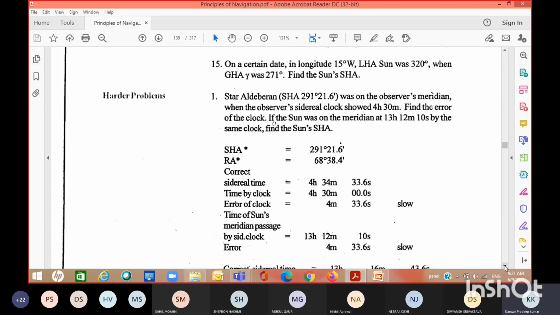Let me go through, and if required then I will do the numericals again with you. Okay? We'll go on to the next chapter.